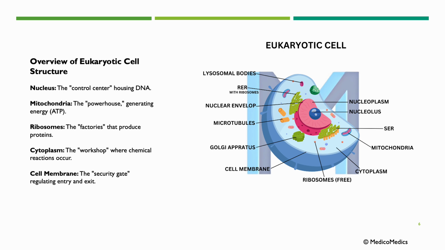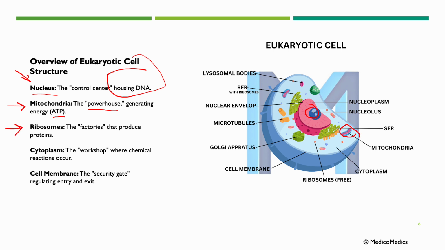Now let's delve a bit deeper into the eukaryotic cell. Now, the eukaryotic cell consists of a nucleus, first and foremost, which is the control center housing the DNA. You can see it here at the very center. We then have mitochondria, which is the powerhouse of the cell, generating ATP, or energy. And you can see the mitochondria illustrated here.